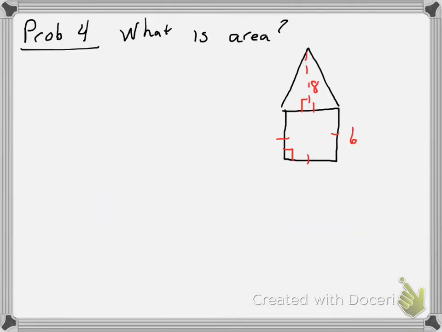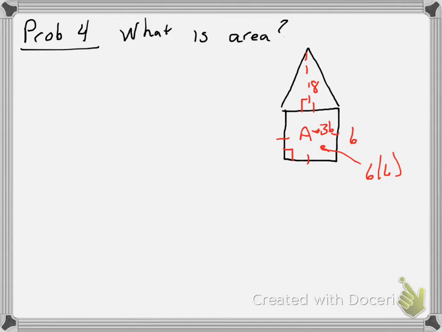Problem 4 is, what is the area? This is a composite figure made up of a triangle and a square here. Okay, so we're going to have to go ahead and find the area of both of these. So let's find the area of the square. That's easy. Base times height, just 6 times 6, which is 36.